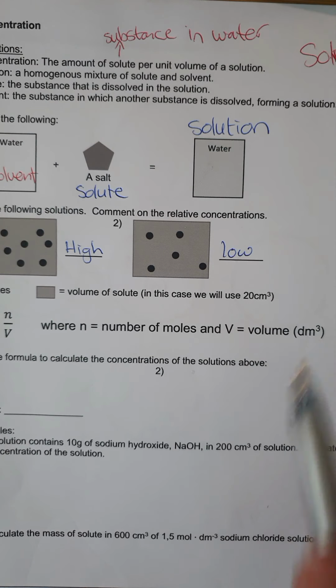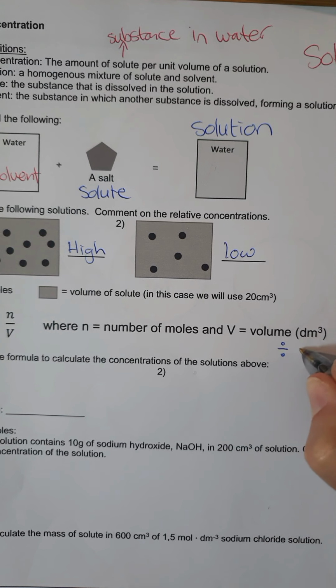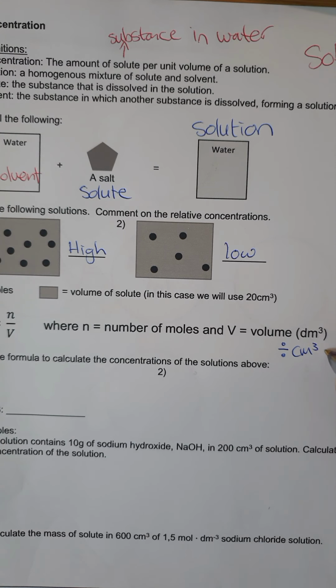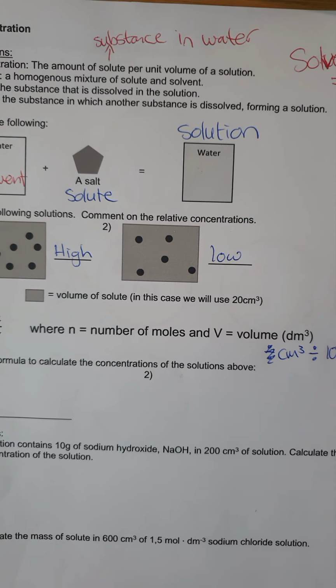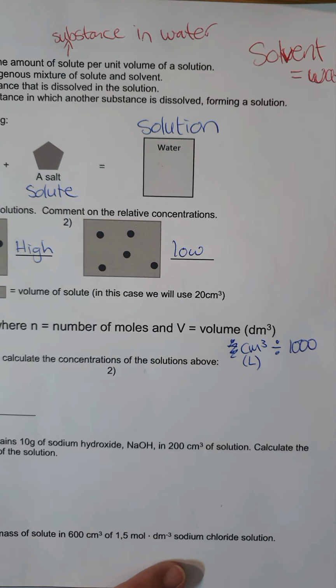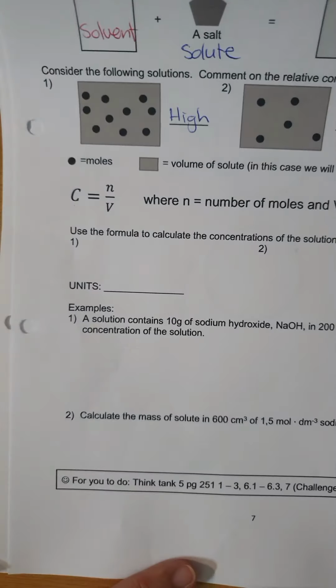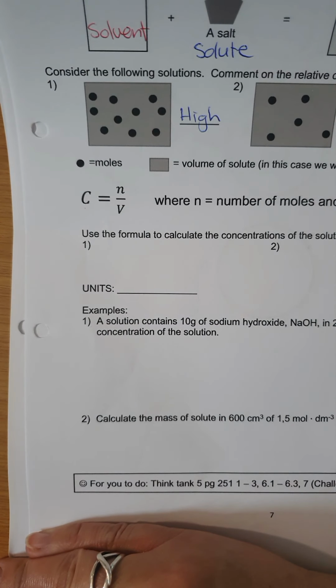Please remember that centimeters cubed divided by 1,000 gives you decimeters cubed. Also remember that a centimeter cubed is a milliliter and a decimeter cubed is a liter. If you don't believe me, look it up. All right, so use the formula to calculate the concentration of the solutions.